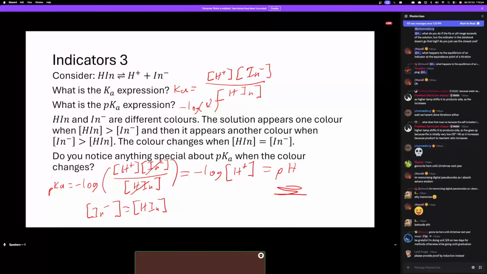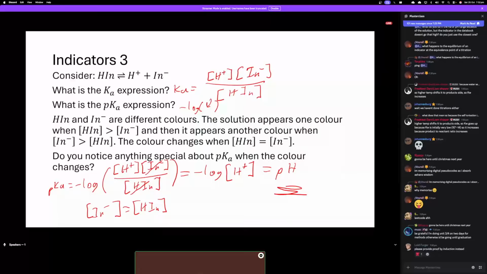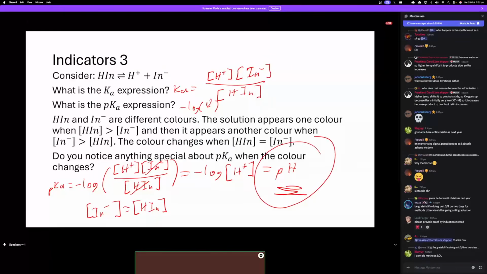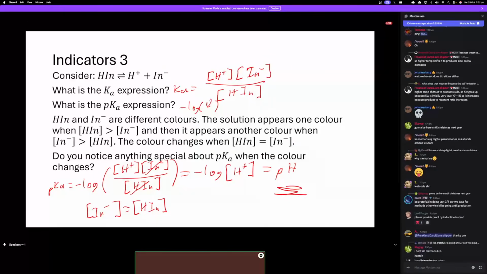So an indicator will change color when its pKa equals the pH of the solution. Hopefully that makes sense. That is a really important fact. For any given indicator, when the pKa equals the pH of the solution, then the color will change. This is the color change point: pH equals pKa. Cool.